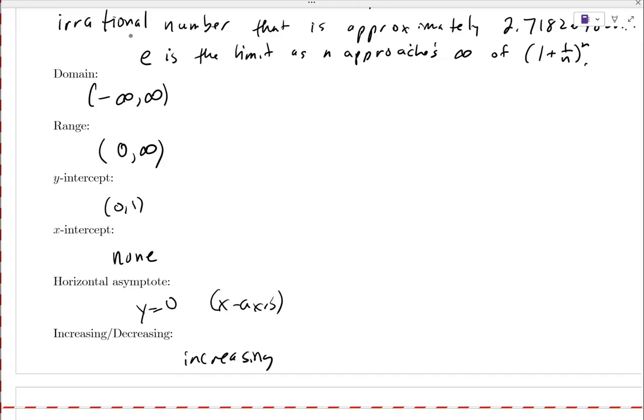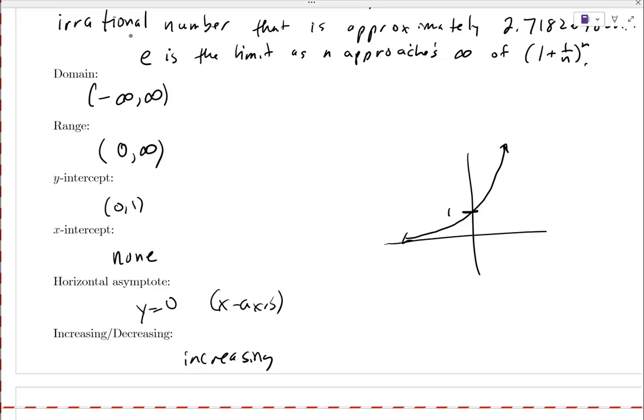So these are the important properties of e to the x. So again, its basic shape is going to go up and to the right and cross the y-axis at 1. That's what its basic shape is going to look like. So it looks like every other exponential function that has a base bigger than 1.